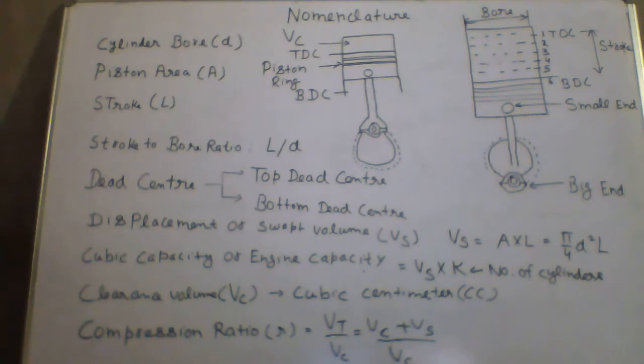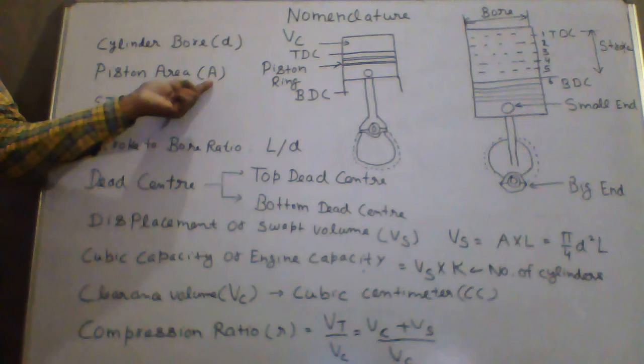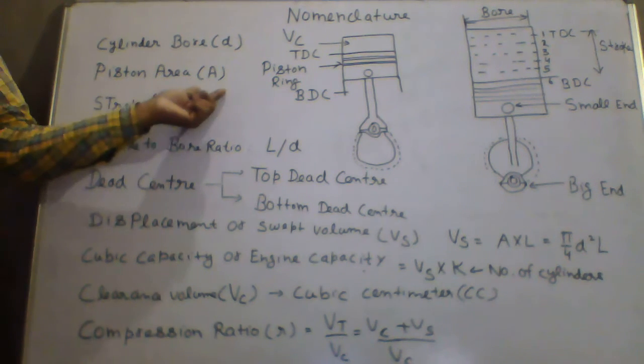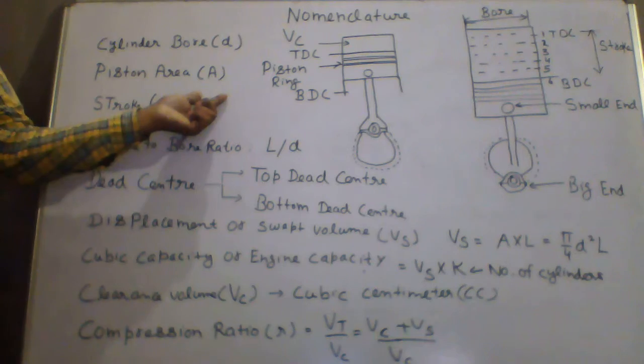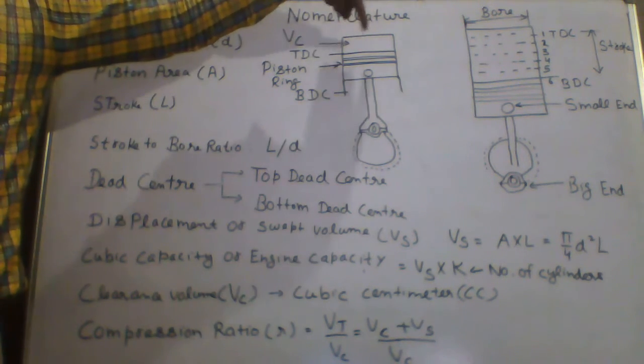Okay, the next, second, is your piston area. The area of a circle of diameter equal to the cylinder bore is called the piston area and denoted by capital letter A, and it is expressed in centimeter square. So the area of the piston.